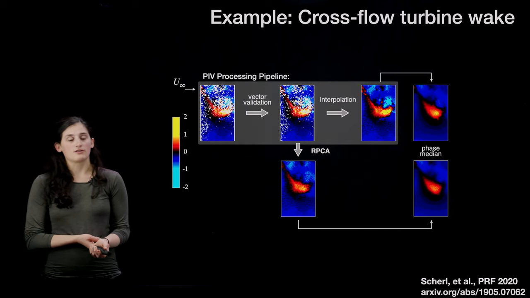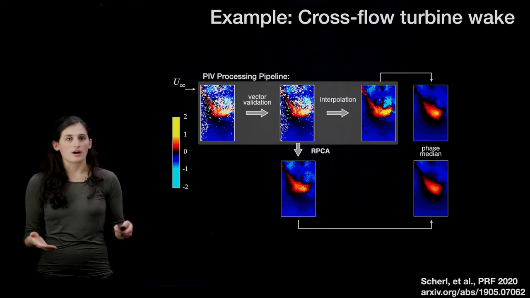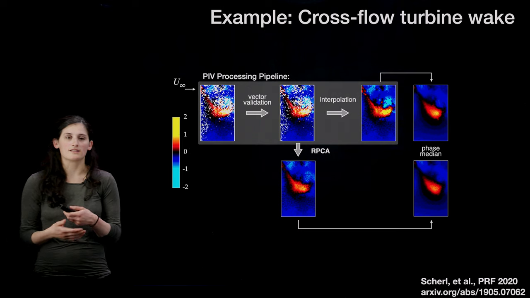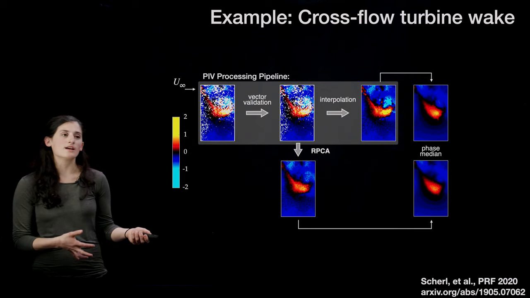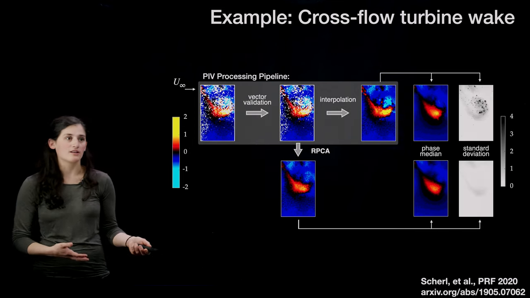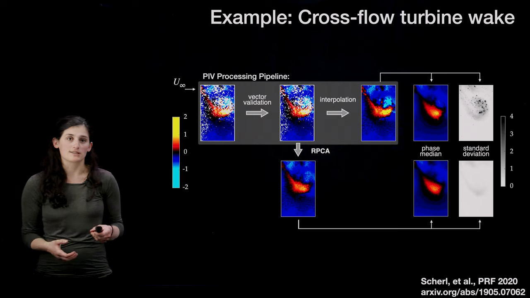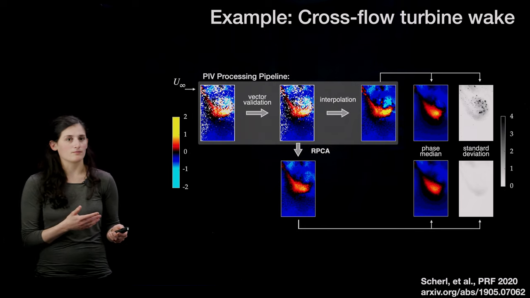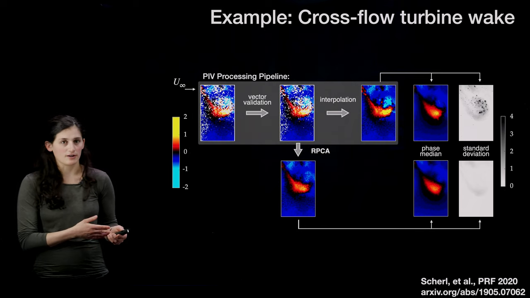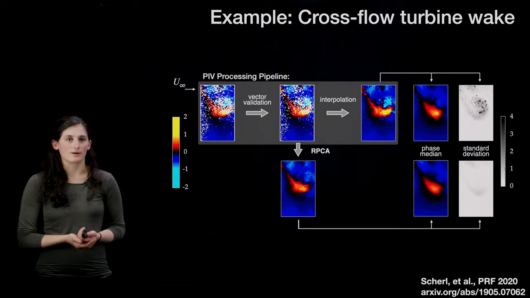If you look at the phase median for each one of these cases, they look very similar. Where they differ is, and just to be clear, since this is a periodic wake, this is a structure that is passing through, and this is the same phase. So this is the median at every point of this phase. If you look at the standard deviation at each point at this phase, you can see that for the traditional PIV processing, the interpolated case, there are all of these really dark spots, which means that this region is very inconsistent for each iteration, at each period. Whereas the RPCA is much smoother, and that's very promising.